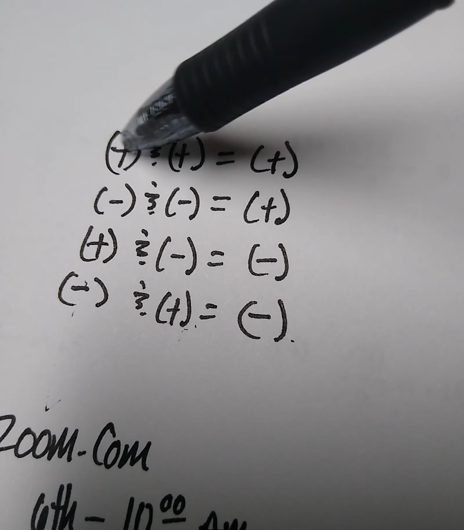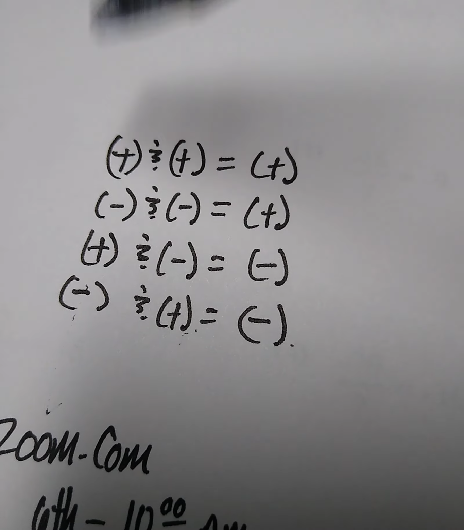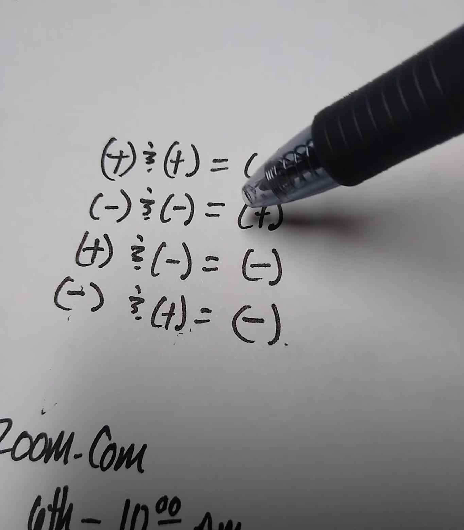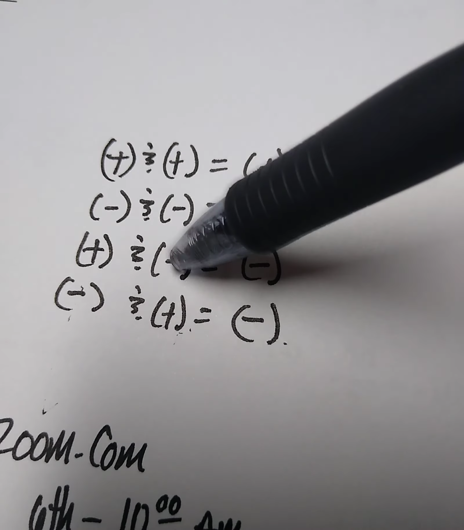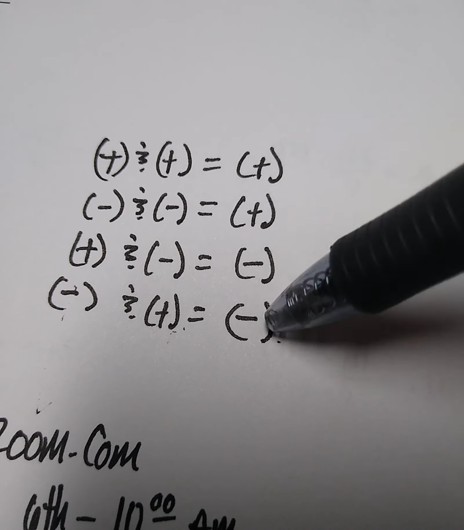Also remember our guide. Okay, a positive and a positive always equals a positive. A negative and a negative always equals a positive. A positive and a negative, or a negative and a positive, always equals a negative.